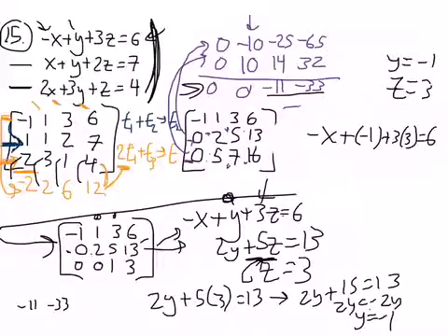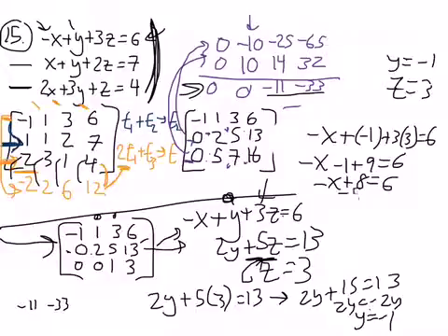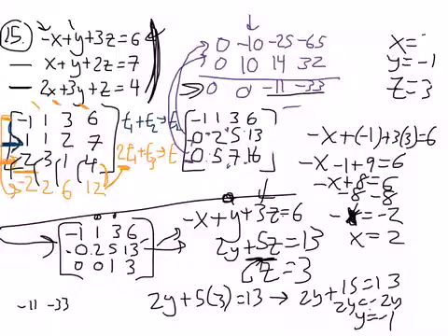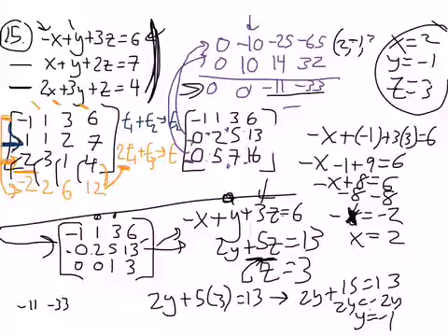is equal to 6. So negative x minus 1 plus 9 equals 6. Negative x plus 8 equals 6. Subtract 8 from both sides. Negative x equals negative 2, so x equals 2. You can write your solution this way, or you can write it as the ordered triple 2, negative 1, 3.